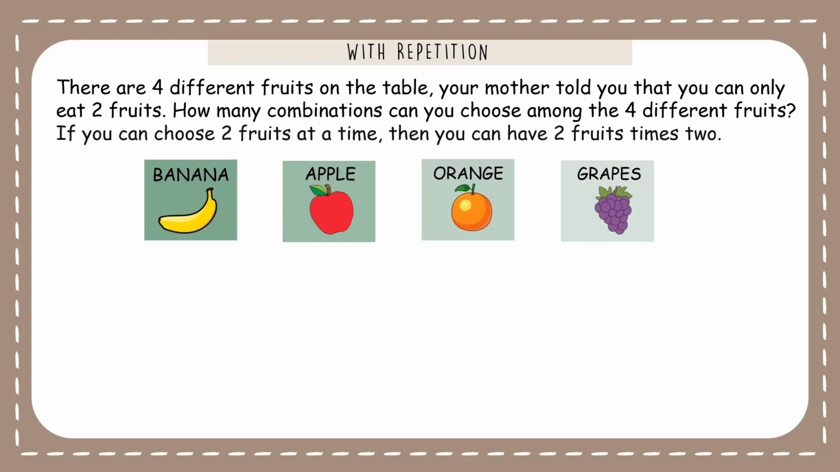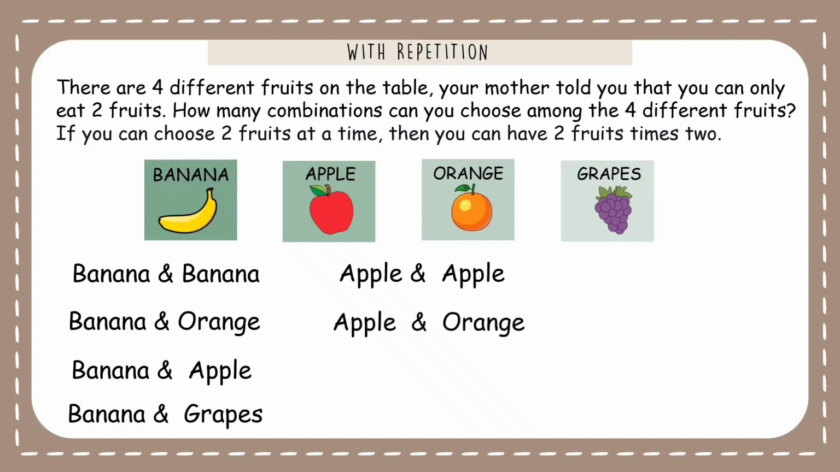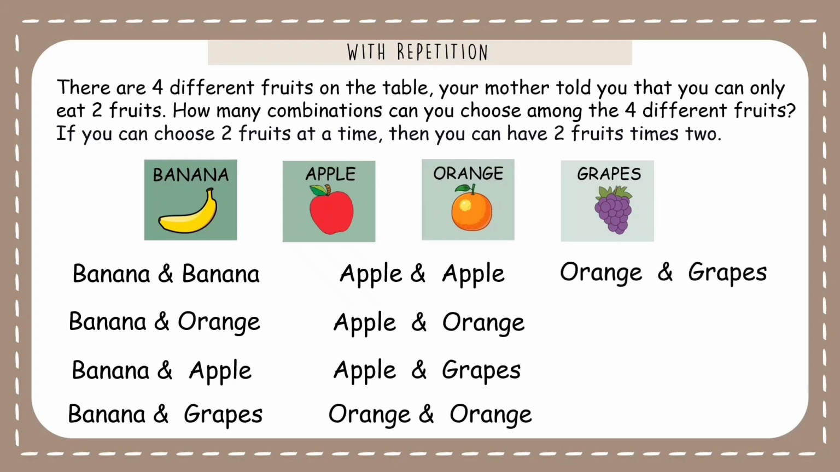In this case, you can select banana and banana, banana and orange, banana and apple, banana and grapes, apple and apple, apple and orange, apple and grapes, orange and orange, orange and grapes, and grapes and grapes. After listing all the possible combinations, we have 10 ways to choose 2 fruits out of the 4 fruits. Remember that order does not matter. That's why the fruits can be repeated.